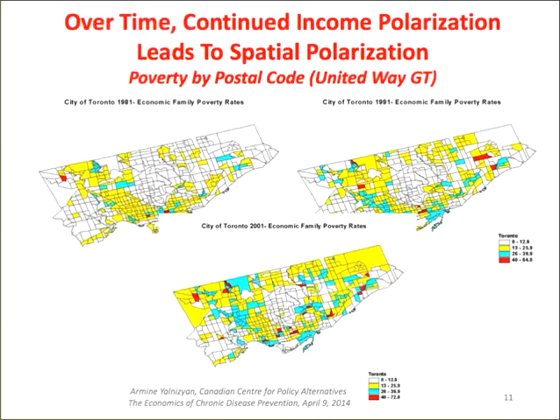And over time, what we know is continued income polarization, which we have been experiencing, leads to spatial polarization. So there's a map of Toronto in the 1970s, and the red area, you can see three areas of high intensity poverty. The second one is in the 1980s. The third one is in the 1990s. And you can see that increasingly we're having pockets of high intensity of poverty.